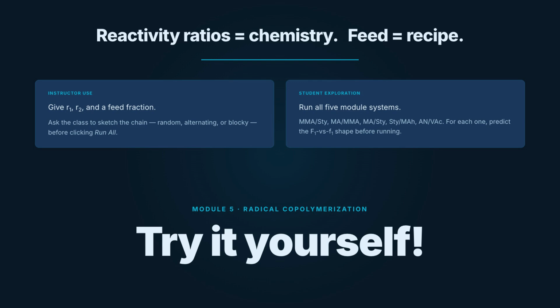For instructors, this module pairs well with a prediction quiz. Give the class R1, R2, and a feed fraction, and ask them to sketch the chain before running the simulation. For students, work through all 5 of the example systems in the module page.